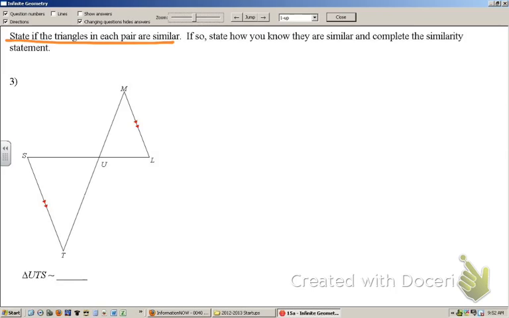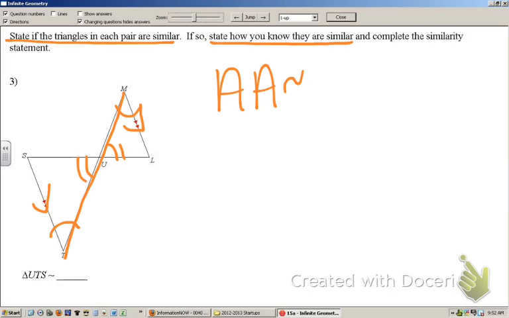State if the triangles are similar. Now, with parallel lines, here and here, if they are cut by a transversal, that means alternate interior angles are congruent. And I know I already have vertical angles. So are they similar? Yes, they are similar. So if so, it says state how you know. Well, they are similar by angle-angle similarity. Angle-angle similarity is how I know they're similar.